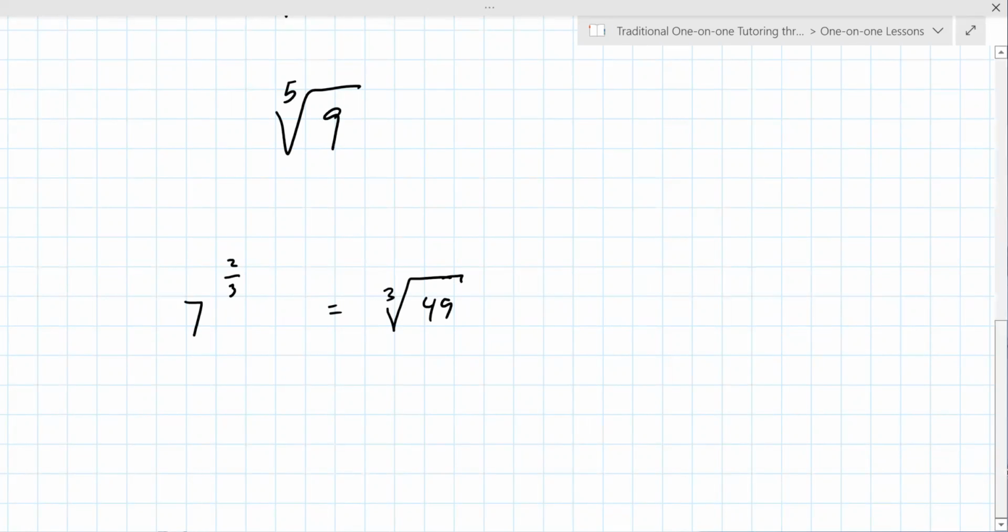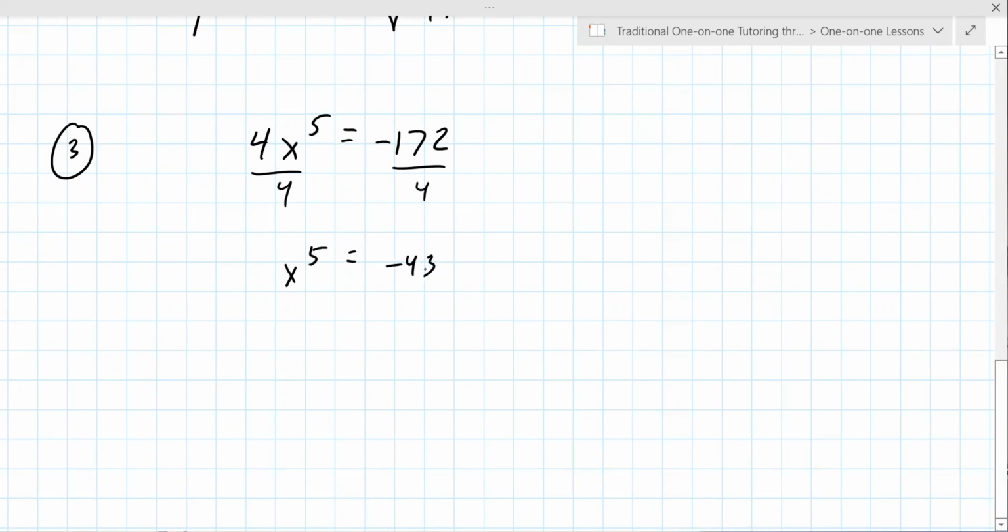Okay, we can move on to number 3 now. So the original problem, 4x to the 5th equals negative 172. A really good start here. You're like, hey, I got to divide both sides by 4. So x to the 5th equals negative 43.